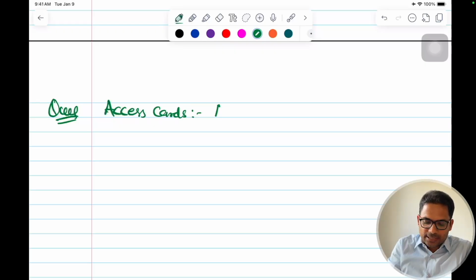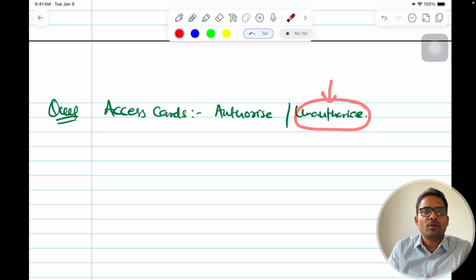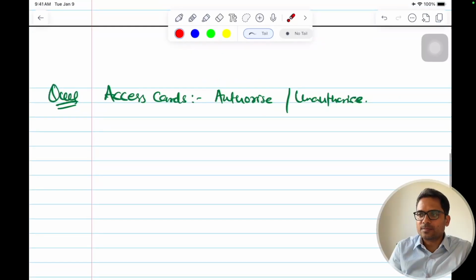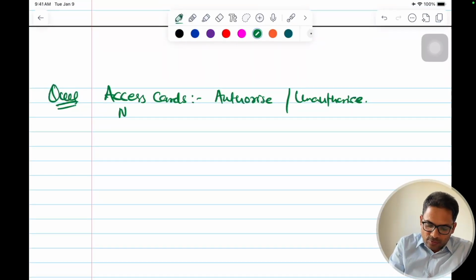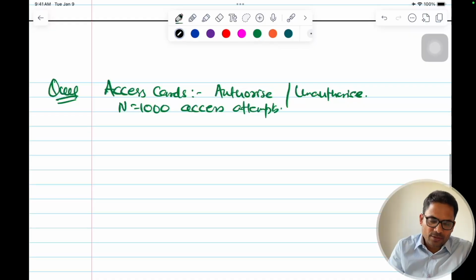I have an access card for authorizing someone to let in, or unauthorized if somebody doesn't have an ID card, or any website also, right? Somebody who has a valid identity will be authorized to get into the office, and somebody with no ID will not be allowed into the office or the system if you try to log in. So this is what my access system is doing. Let's say we have data for n equal to 1000 access attempts, maybe your office or some website. Now let's draw the confusion matrix for this.